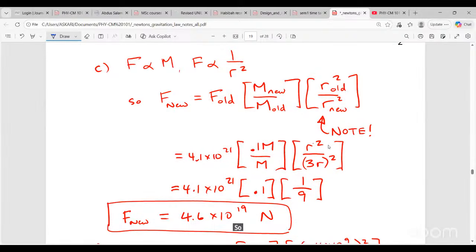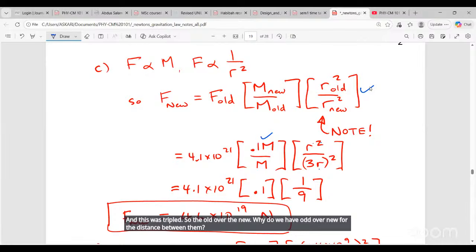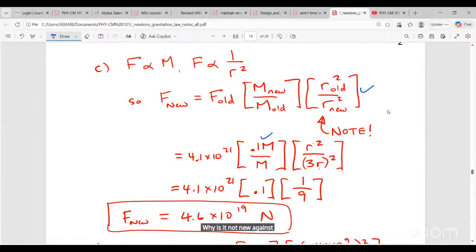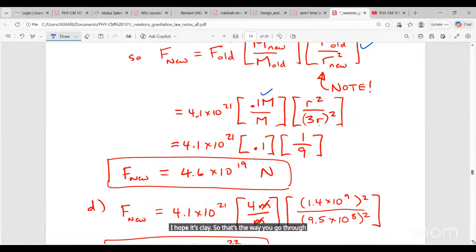So you can see this is 1/10, that's 0.1, and this was tripled. So the old over the new. Why do we have old over new for the distance between them? Because it is an inverse. They are inversely proportional. So take note of that. I hope it's clear. So that's the way you go through the questions if given.